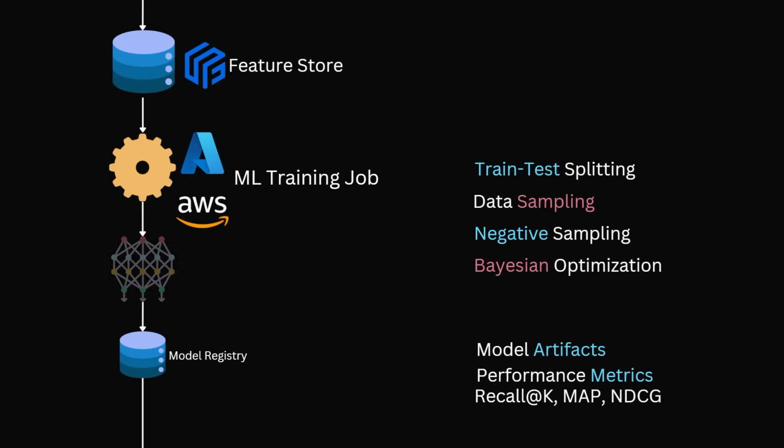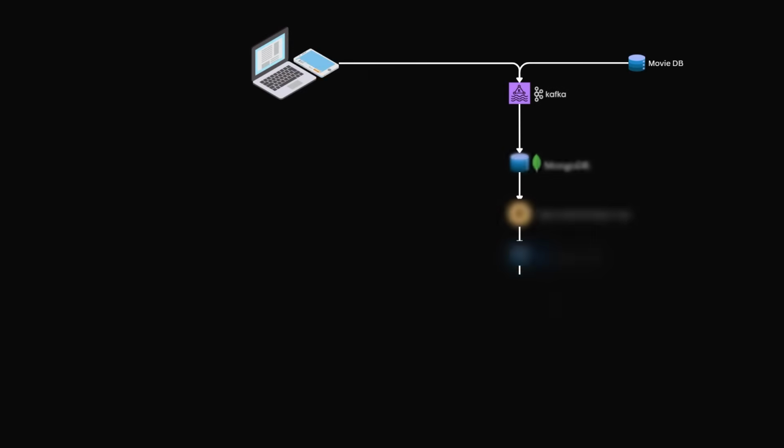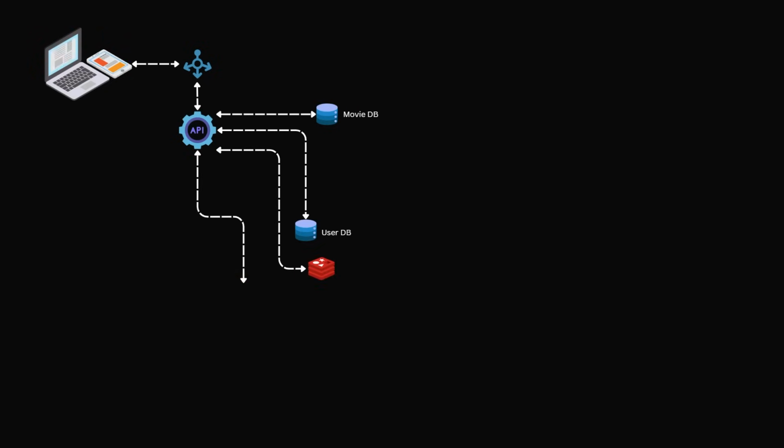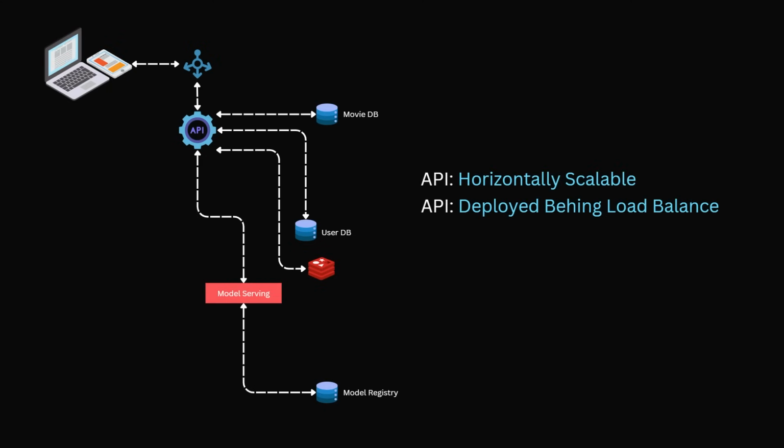Okay, so on to the final section, the recommendation service itself, which is a high-performance serving layer that handles real-time recommendation requests through a REST API, deployed as a horizontally scalable microservice behind a load balancer. This service will need to access user data and movie data. It will further leverage a Redis cache. For each request, it follows a simple flow. First, checking Redis cache for pre-computed recommendations, then falling back to real-time computation if needed.